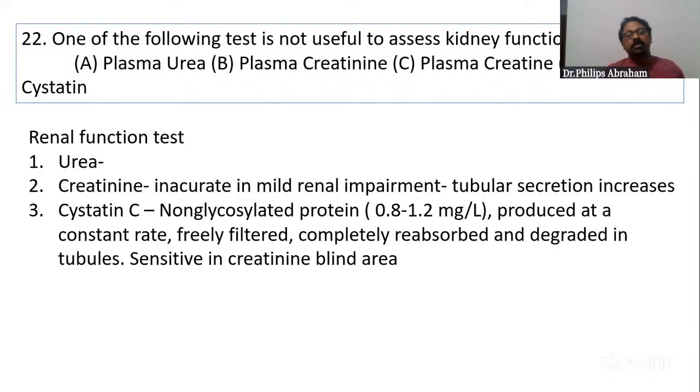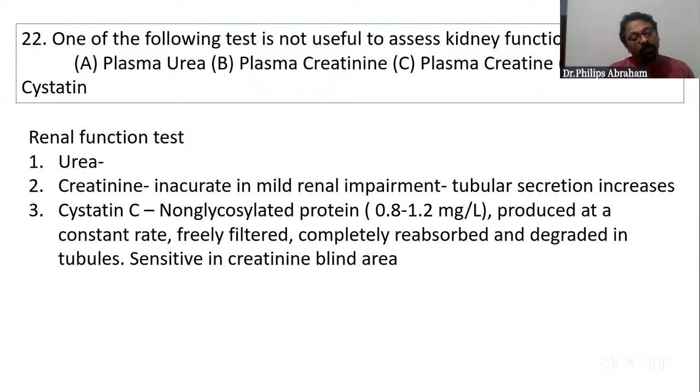Third important compound is cystatin C. Just please note that it's a non-glycosylated protein. That means a protein without any glucose, without any carbohydrate. 0.8 to 1.2 milligram per liter is the value. It is produced at a constant rate by every cell, freely filtered, completely reabsorbed and degraded in tubules. So it is getting totally filtered out by the kidney. If the kidney is functioning well, it will filter out completely and then be degraded by tubules also.